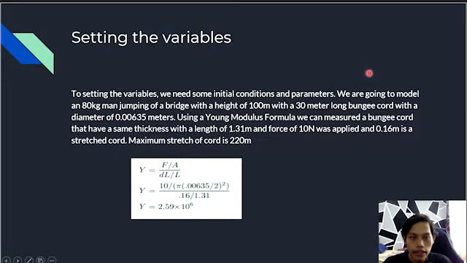We are going to model an 80 kg man jumping off a bridge with a height of 100 meters, with a 30 meter long bungee cord with a diameter of 0.00635 meters. Using the Young's modulus formula, we can measure a bungee cord of the same thickness with a length of 1.31 meters, where a force of 10 Newtons was applied and the cord stretched 0.16 meters. Maximum stretch of the cord is 220 meters. Using the Young's modulus formula, we can get the value of Young's modulus here.